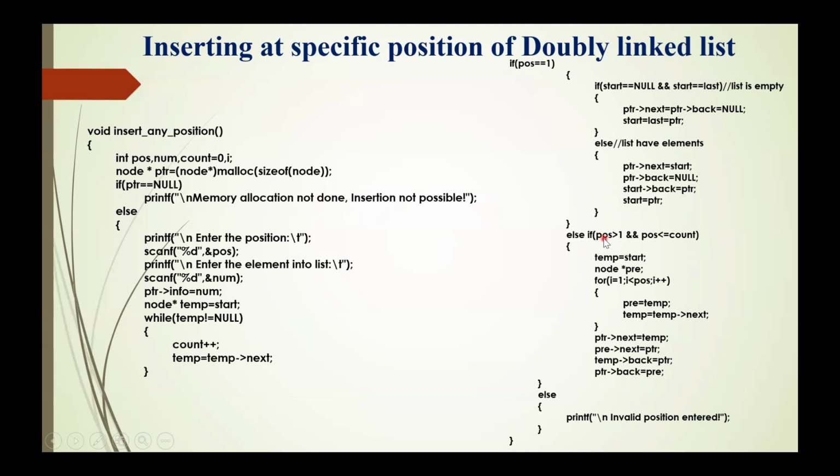Else, we have to check whether it is in between positions or not. That's why we first count the number of elements present inside the linked list. According to that, we check whether the position we enter is within range or not. If it is in range, then we go to the specific location of this node, and then we insert the element. So these are the statements we have to follow. Otherwise, we write that it is an invalid position, out of range. For example, there are 10 elements and we enter position 15. At that time, it is not possible to insert.